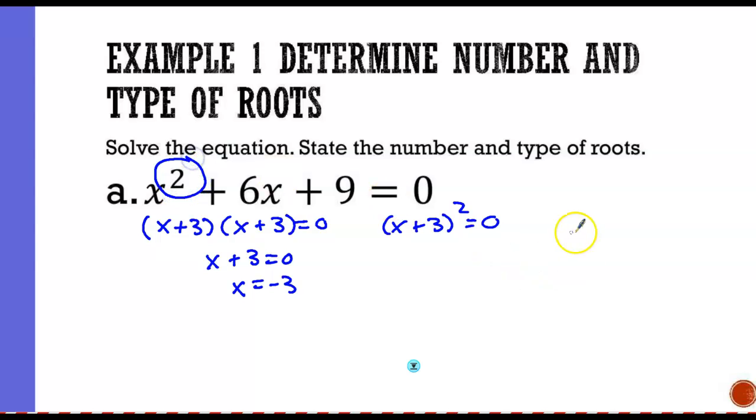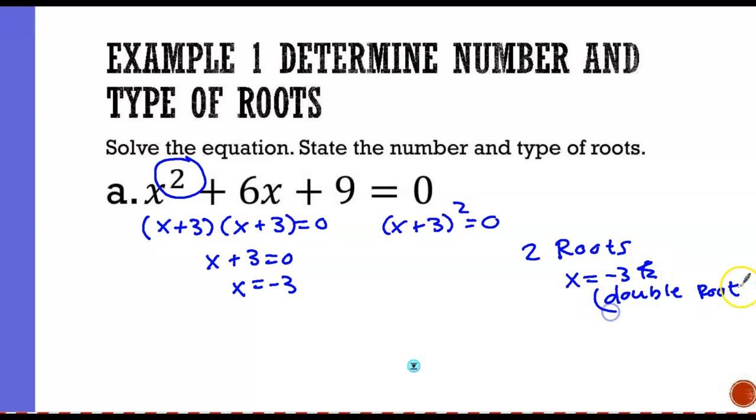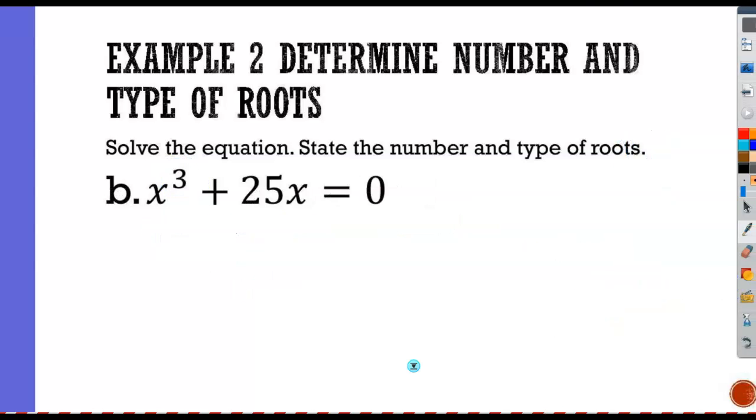State the number and type of roots. We do technically have 2 roots. It just so happens that both of the roots are x equals negative 3. So we'd call it a double root. A double root, and that is a real root. This would happen if this quadratic was at negative 3, like the vertex was the solution. Something like that. Let's try another one.